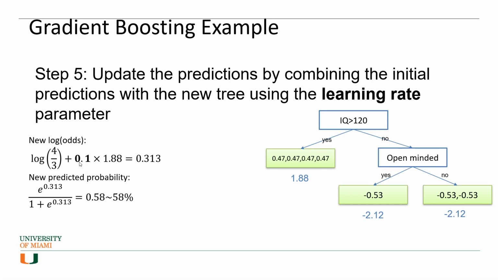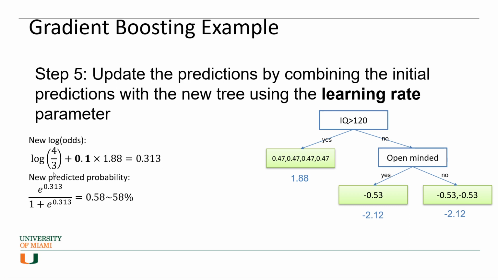This 0.1 is the learning rate that I have put here. And 0.1 is the most common learning rate that people use, but you can change it. You could have used 0.5 or 0.9 or whatever, right? So here in this example, I'm using 0.1. If you do this calculation, you would get 0.313. And this is the log odds.